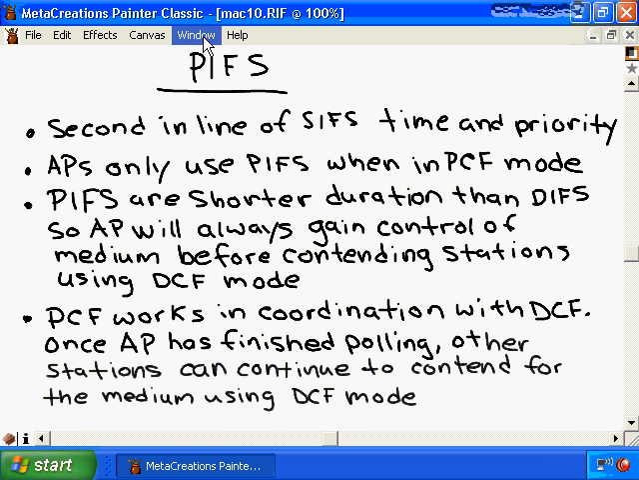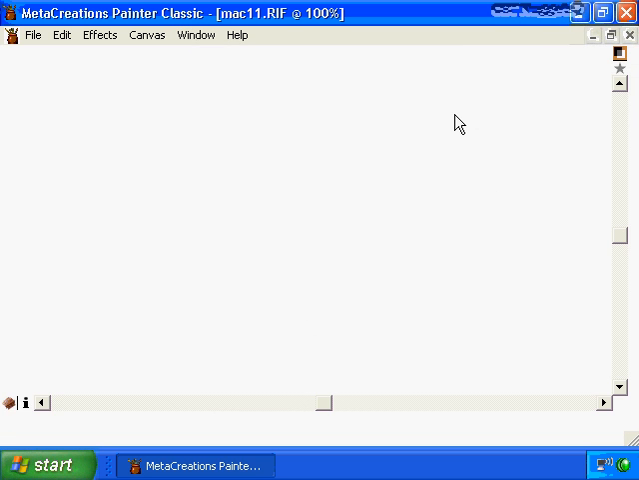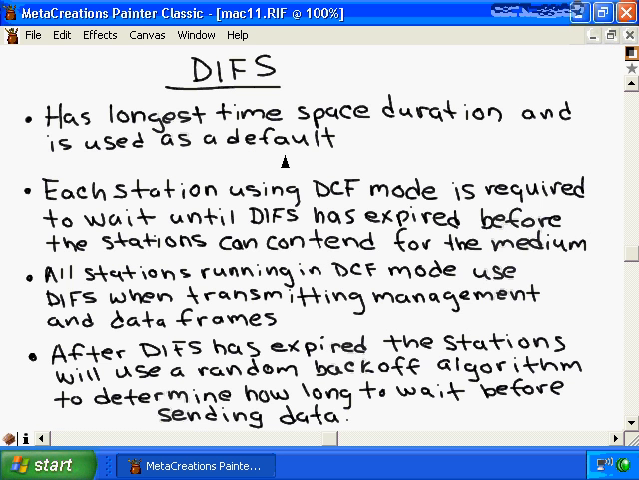And now let's learn about our last type of interframe spacing, which is DIFS. And again, as we saw in the table, a DIFS has the longest duration compared to SIFS and PIFS. And this type of spacing is used when the access points and the stations are running in DCF mode. And how a DIFS is used is that each wireless station that is running in DCF mode is required to wait until the DIFS time period has expired before the stations can actually contend for the medium. So remember that DCF mode is a contention-based method for gaining access to the medium.